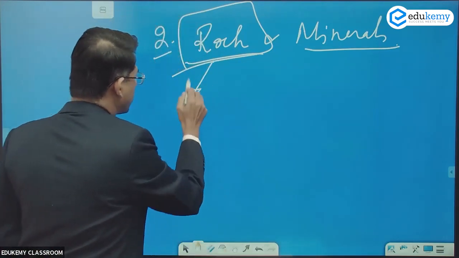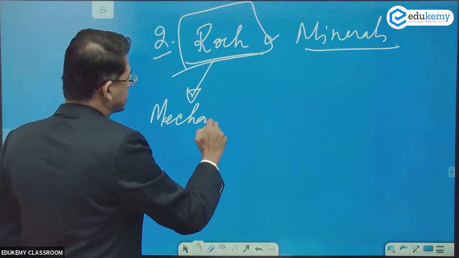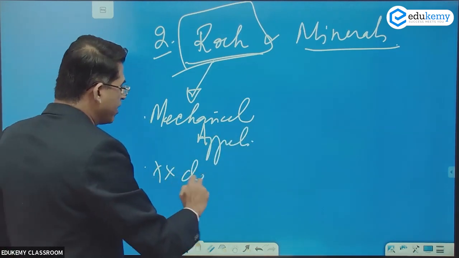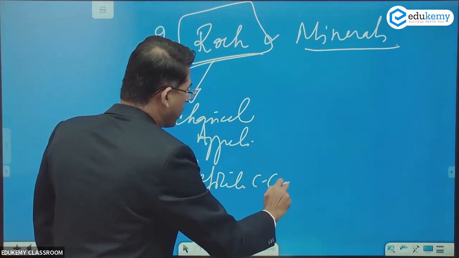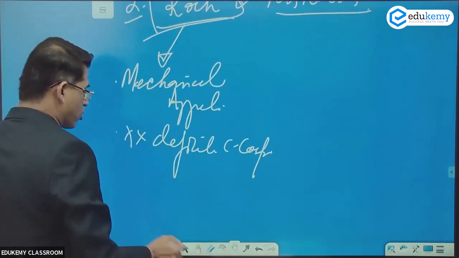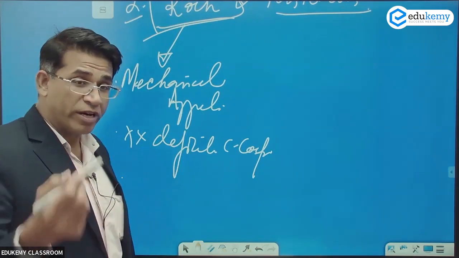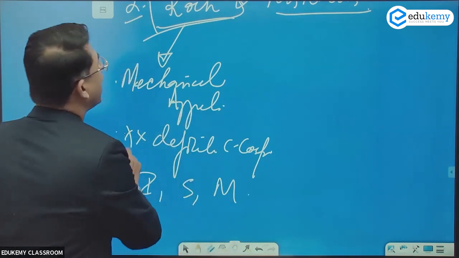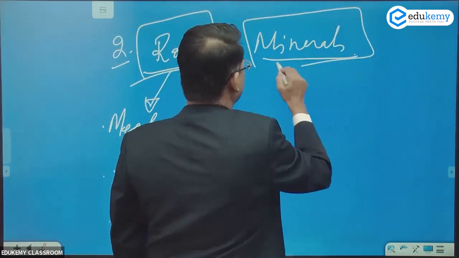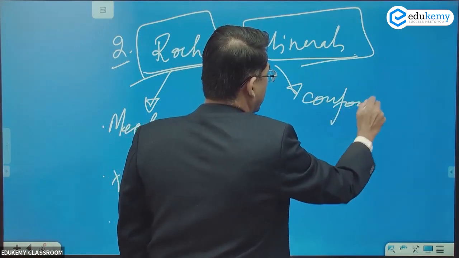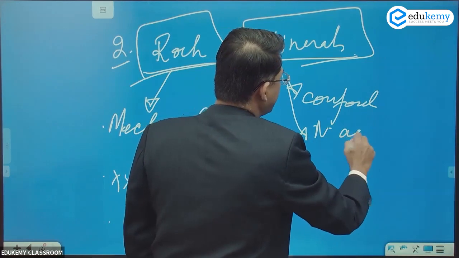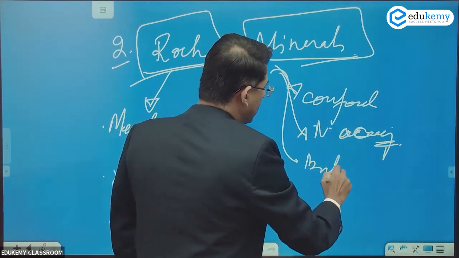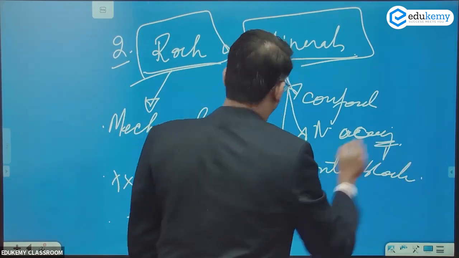So rocks are what? Rocks are mechanical aggregates. Rocks do not have a definite chemical composition. And rocks, on the basis of origin, can be igneous rocks, sedimentary rocks, or metamorphic rocks. And you understand what minerals are? Minerals are compounds. Minerals are naturally occurring. Minerals are the building blocks of the rocks.